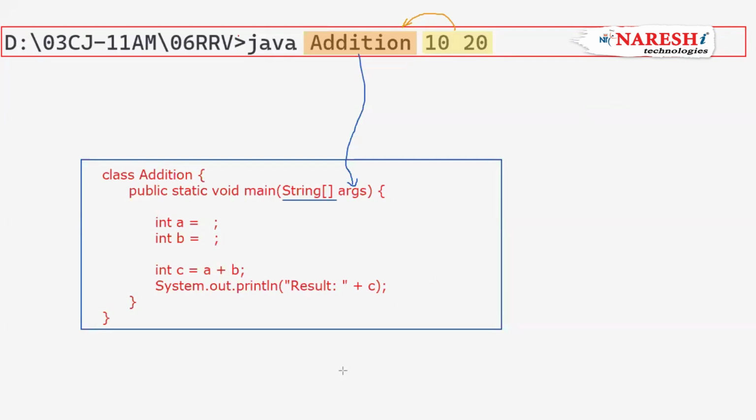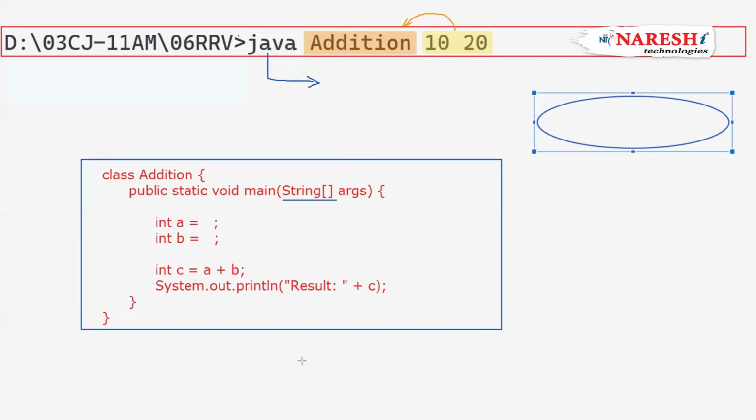Then tell me, in this program, who has to create the array object to pass the argument? JVM. What is the JVM doing? In the background the JVM creates one array object. Of what type? String. It creates a string array object with how many locations? Come on, everyone. How many locations? 2 locations.